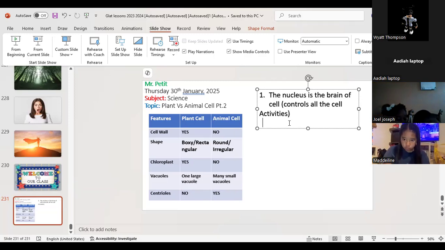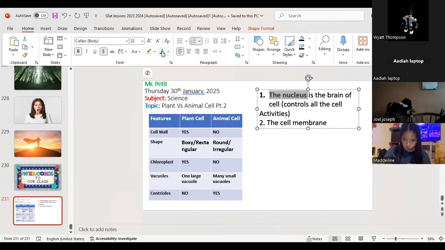And that's the nucleus. Then you have the next part, which would be what? The cell membrane. So we have the nucleus, that's the control center, right? Then we have the cell membrane. That's going to be the cell membrane.